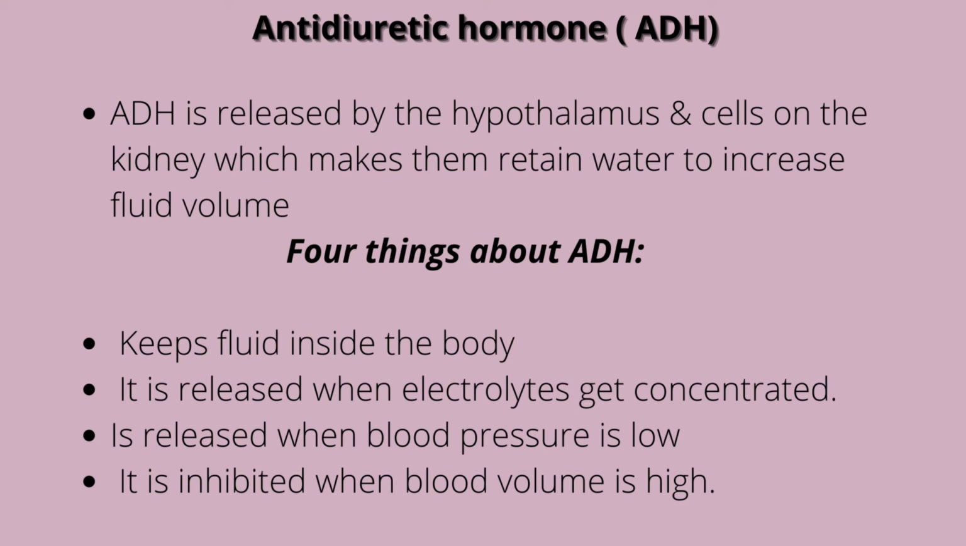How? The kidneys respond to ADH by reabsorbing more water back into the blood. The other thing is it releases when electrolytes get concentrated. When we have too much concentration of electrolytes, ADH is released, meaning that we need to dilute it. And it's also released when blood pressure is low because we need to increase that volume. And it's inhibited when blood volume is high.